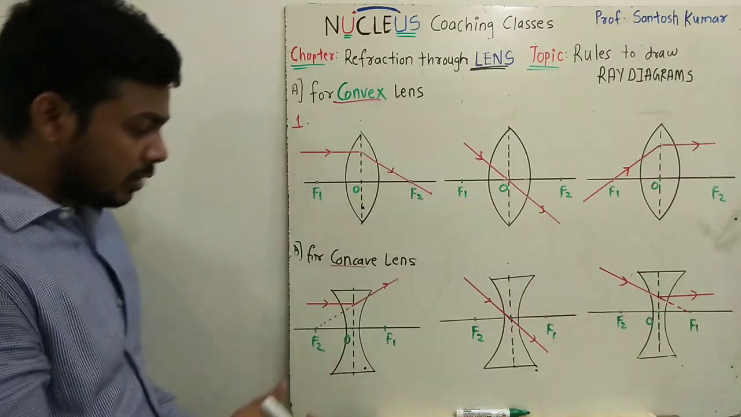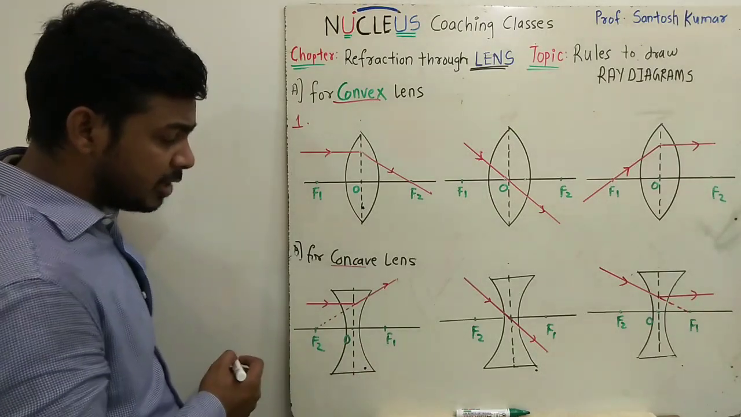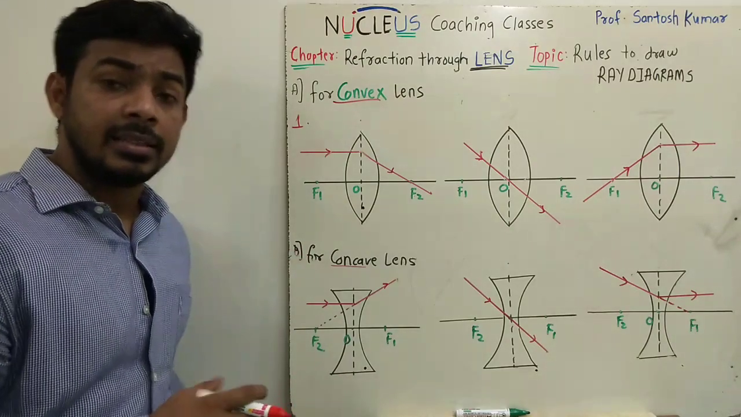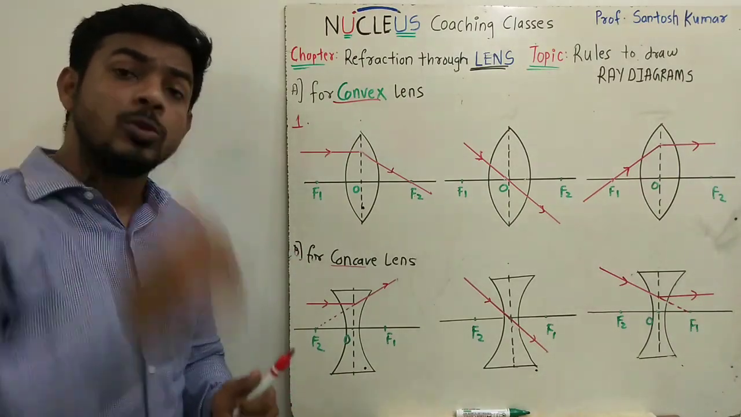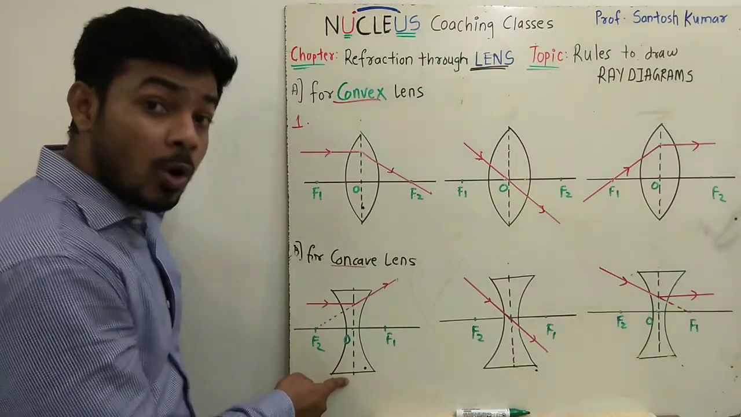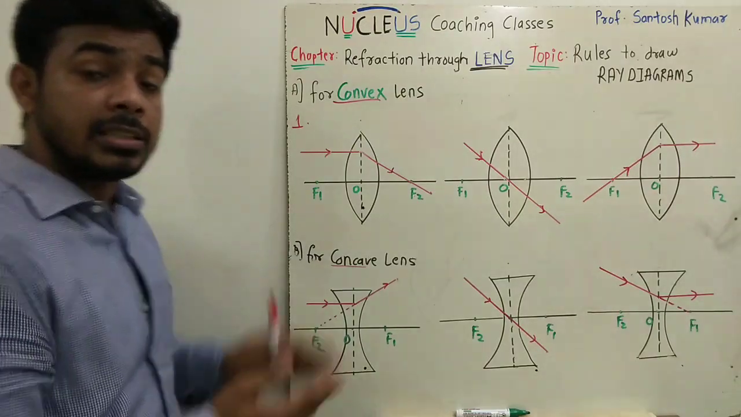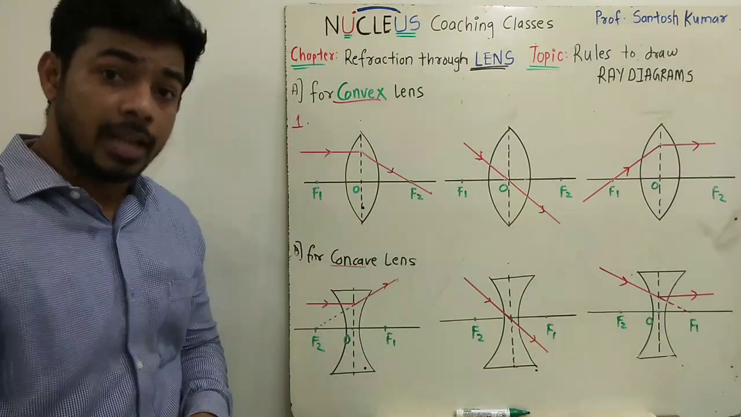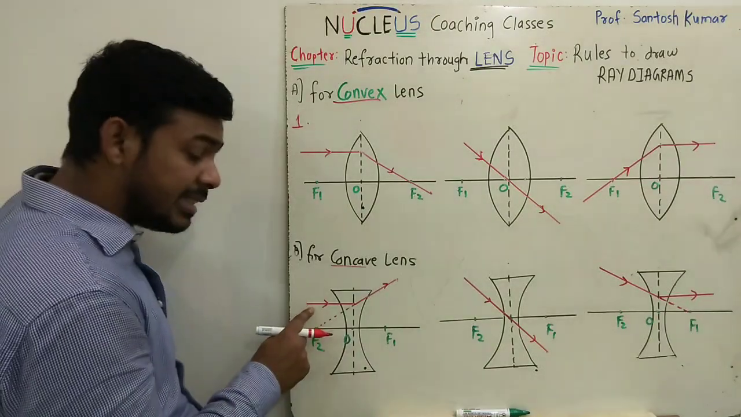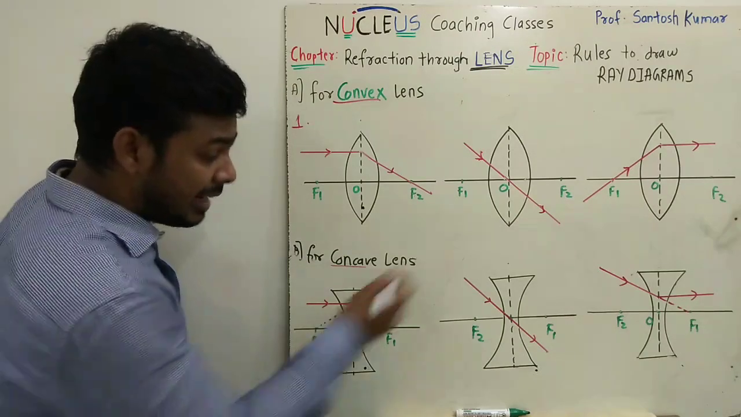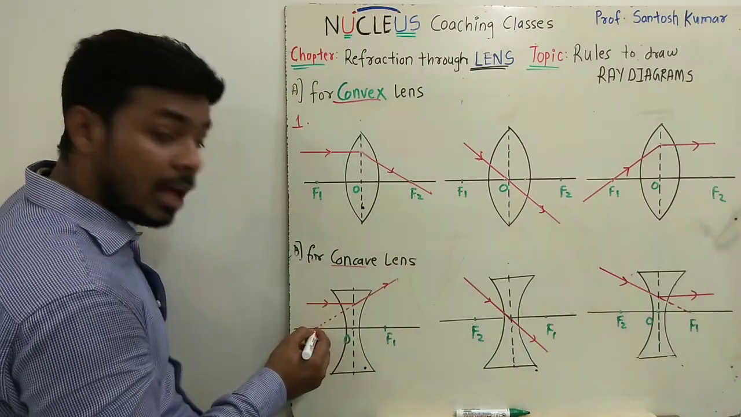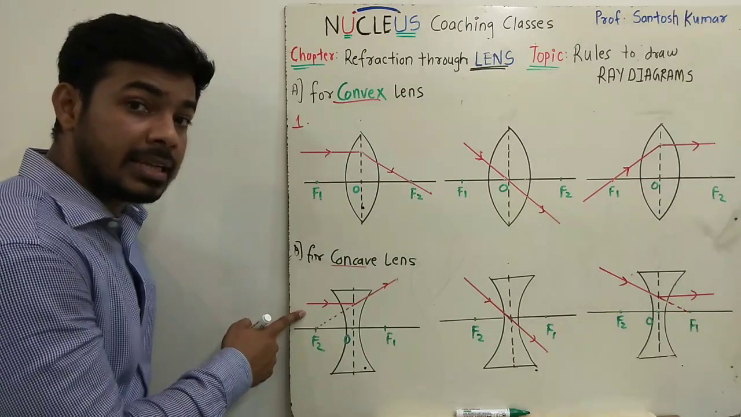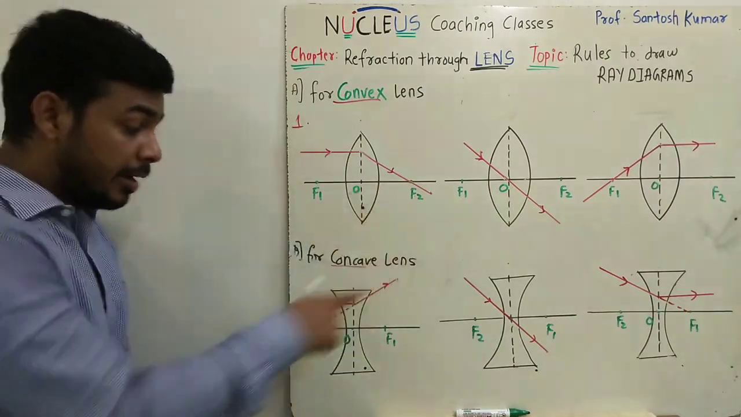So let's talk about the first rule. By the definition, we can say that f2 is that point on the principal axis such that the rays traveling parallel to the principal axis of a concave lens, after refraction, will appear to be diverging. So what I have drawn is that if this is the incident ray, the refracted ray will appear to be diverging from f2. That means if the ray is traveling parallel to the principal axis, after refraction it appears to be coming from f2.